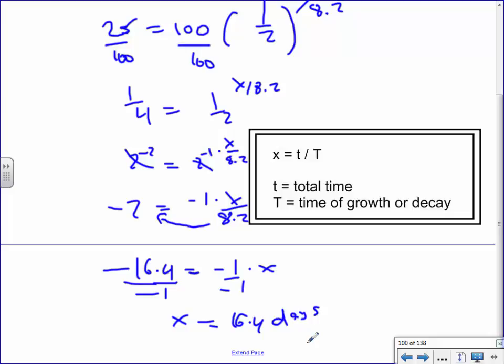Think this through. On day 1, when you start, let's call it day 0, actually. On day 0, when you start, you have 100%. 8.2 days later, half of 100 would be 50, right? 8.2 more days later means our running total is now up to 16.4. What's half of 50? It makes sense, right? Everything seems to fit.